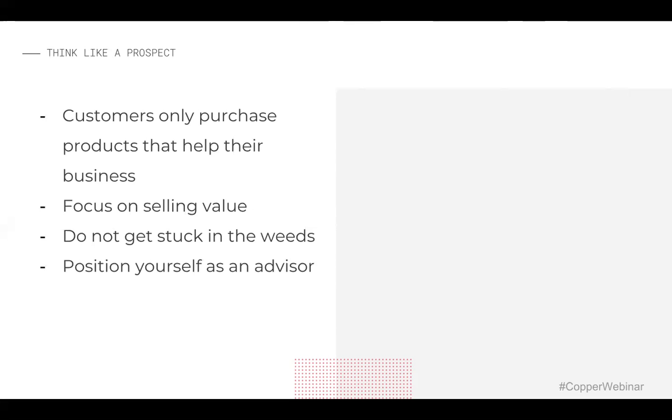And then maybe along the line, because I've worked in so many various industries, I can actually be useful to them and provide some tips or some ideas on how they can improve their business, separate from even purchasing what it is I'm selling. So that advisory relationship is really effective.